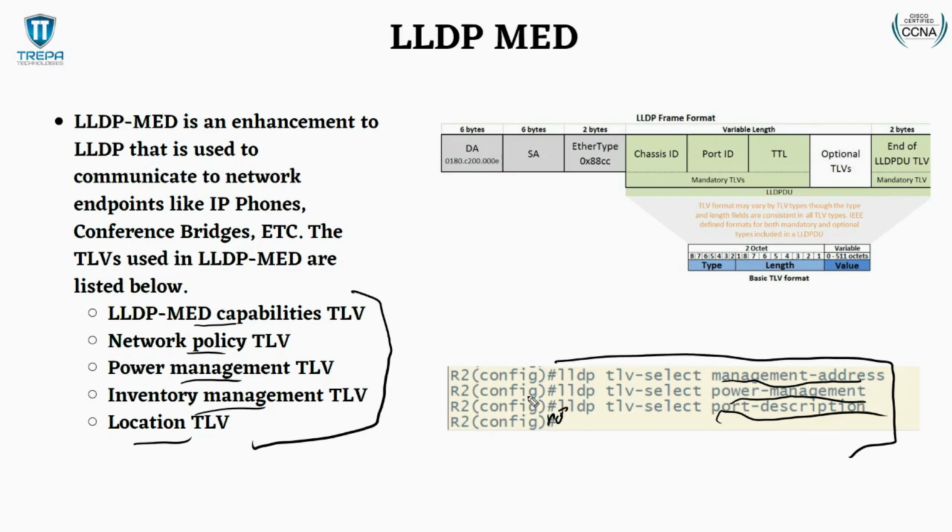CDP has the same function where we can filter, but we apply it a little differently. With CDP, we create sort of an access list or a CDP filter list, and then apply that filter list on a per-interface basis. Whereas this is global, okay?